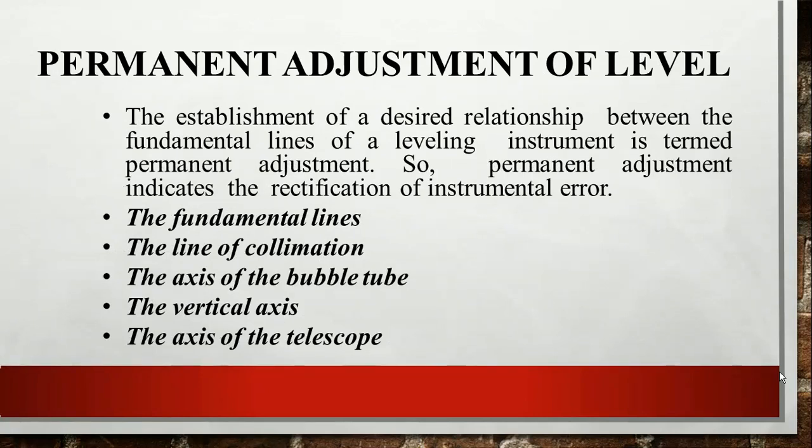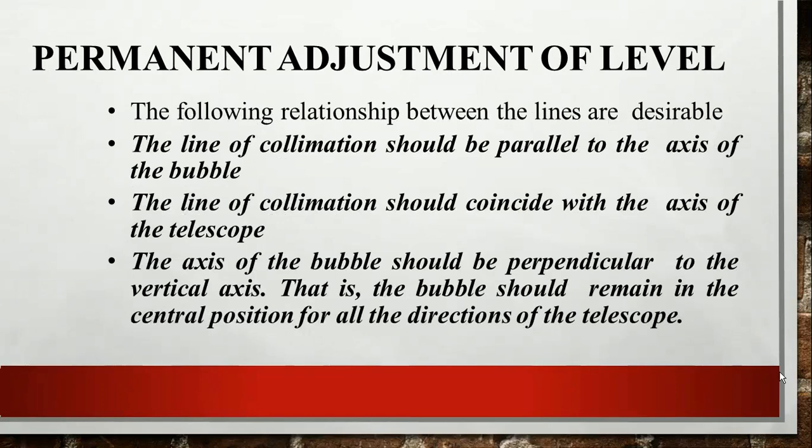Next topic is the permanent adjustment of level, right? So the establishment of the desired relationship between the fundamental lines of a leveling instrument is termed a permanent adjustment, right? So permanent adjustment indicates the rectification of instrumental error. For that, you have to carry out this operation. The fundamental lines are the line of collimation, the axis of bubble tube, the vertical axis and the axis of telescope, right? So the following relationships between the lines are desirable.